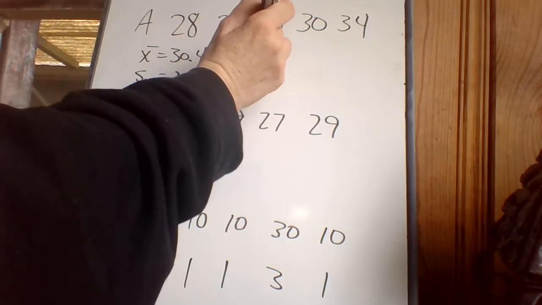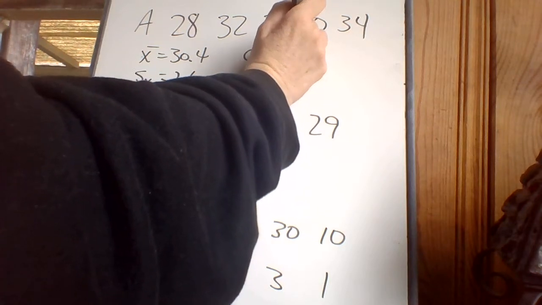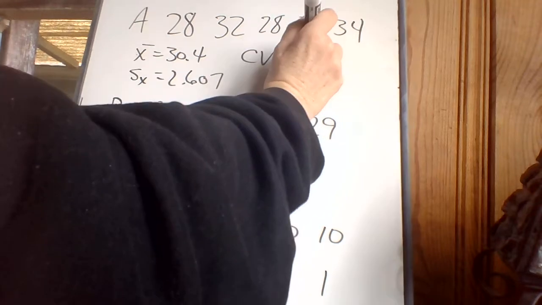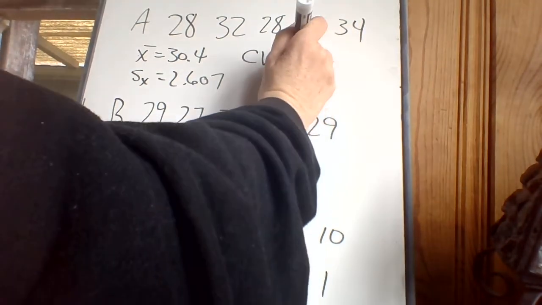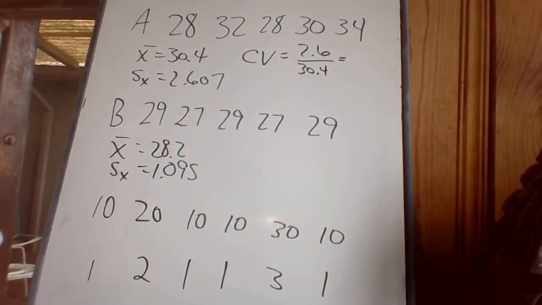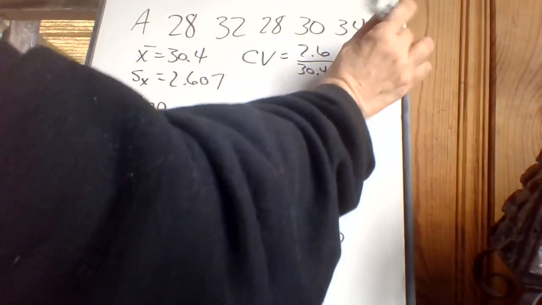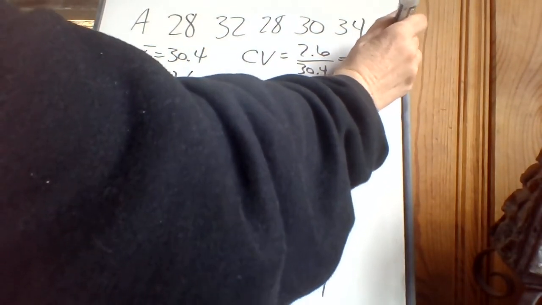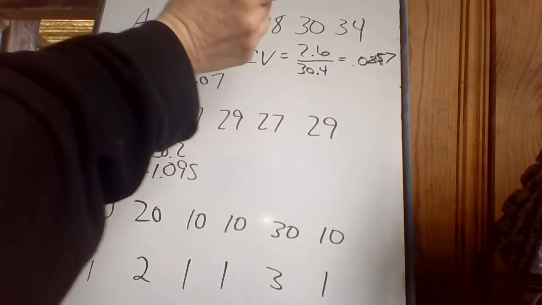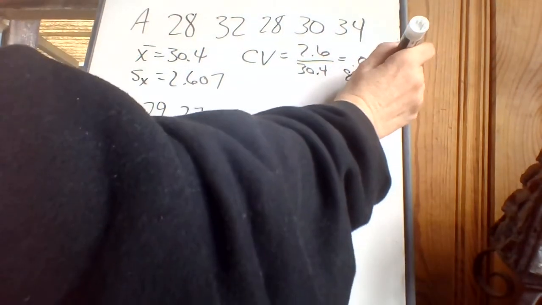Okay, so you put the standard deviation on the top. Is this right? You put standard deviation on the top, and the mean on the bottom, and that's going to give you a decimal. 0.08557. They love that as percent, so that times 100 is just to turn it into a percent. 8.57%.